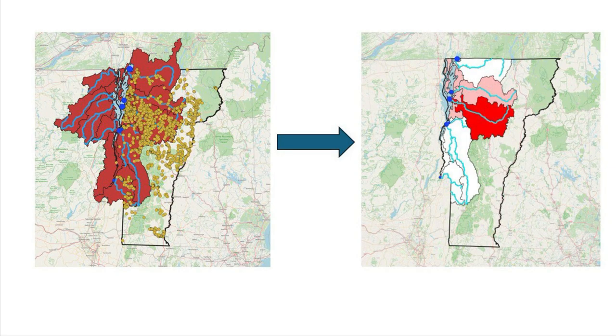There you have it. That's how you can use the vector clipping and join attributes by location tools to help clean up your data.